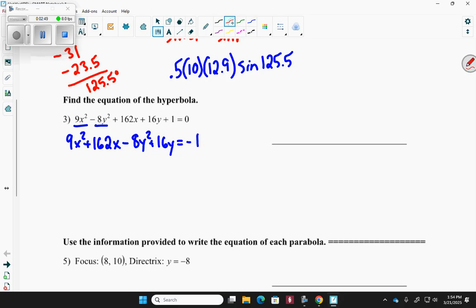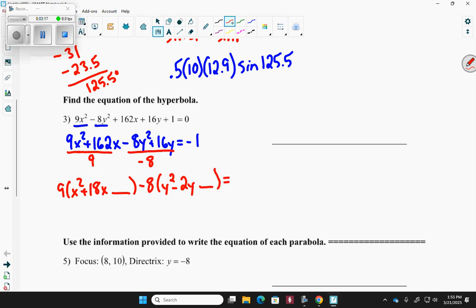Now, remember, you can't complete the square when there's a coefficient in front of x squared. So I'm going to factor a 9 out, and I'm going to factor a -8 out here. So that is 9 parenthesis x squared plus 18x, something, because I'm just leaving a space for completing the square, -8 parenthesis y squared minus 2y, something, is equal to -1.